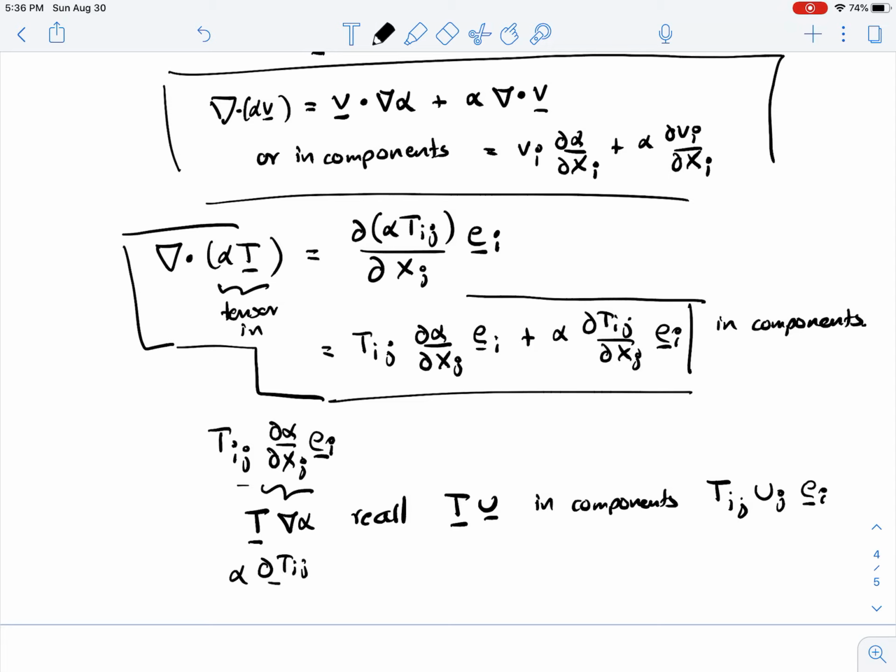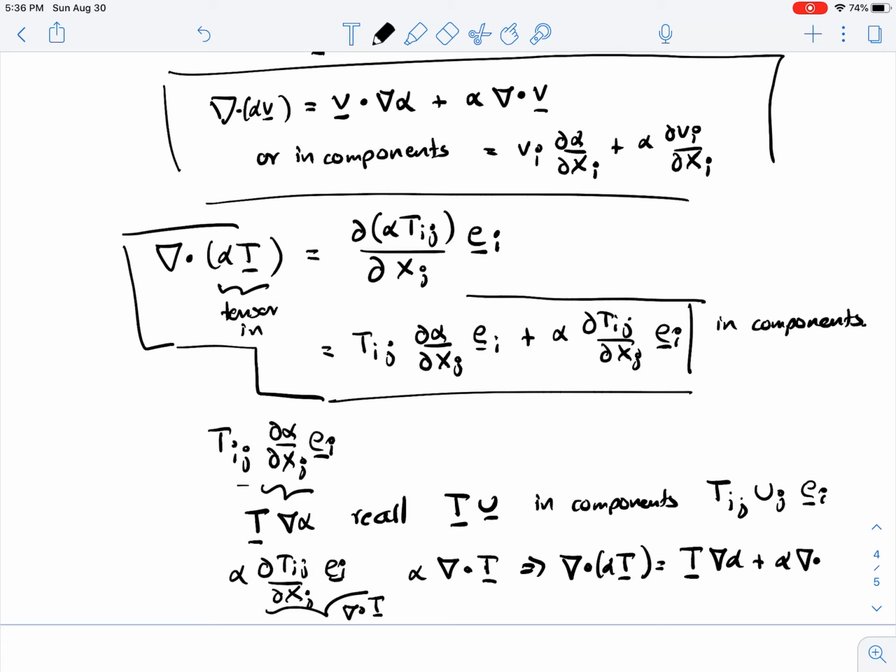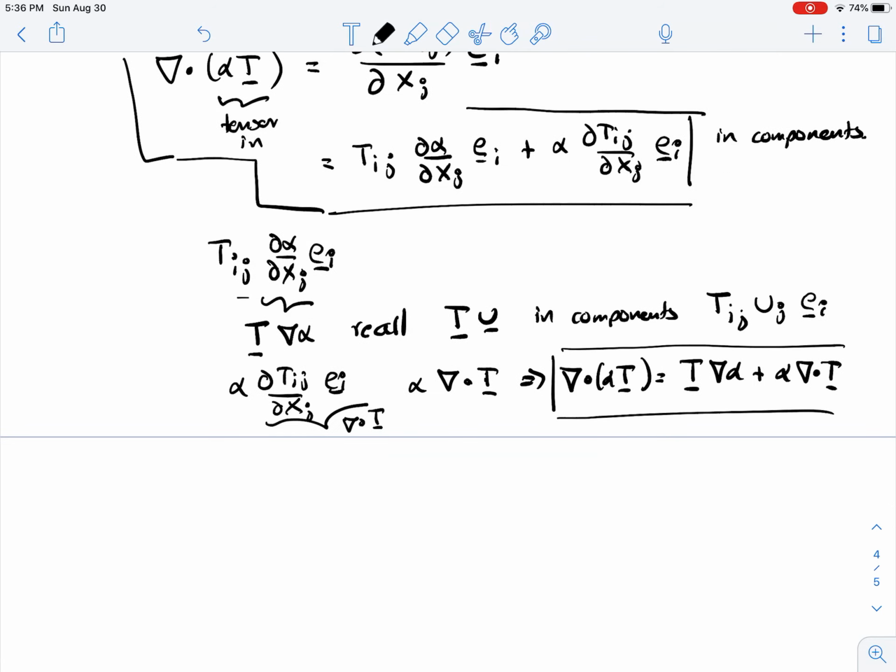And then the other one is, as I said, there's nothing much to it. So alpha dTij dxj ei. I mean, this right here looks exactly like divergence of T. So then this one is just alpha times the divergence of T. And so basically what we have is the divergence of alpha T is T applied to the gradient of alpha plus alpha scaling the divergence of T. And that would be without components.